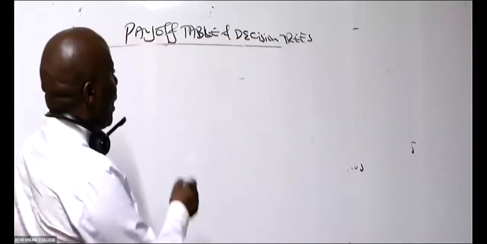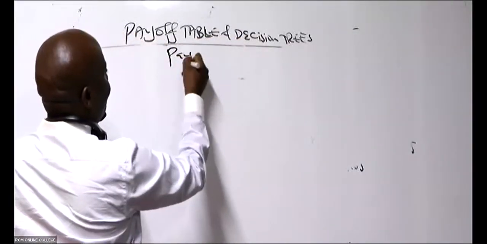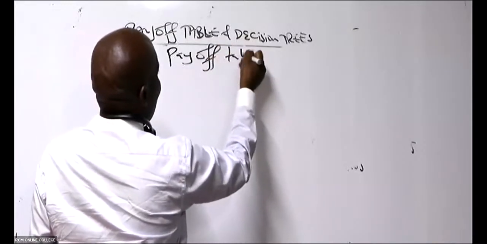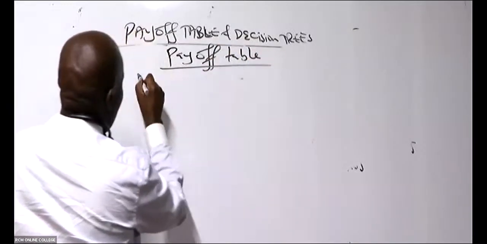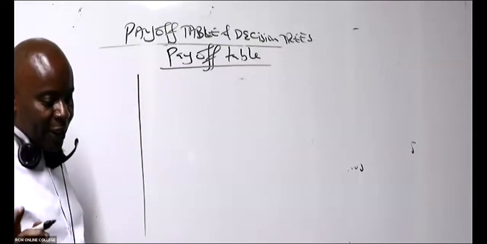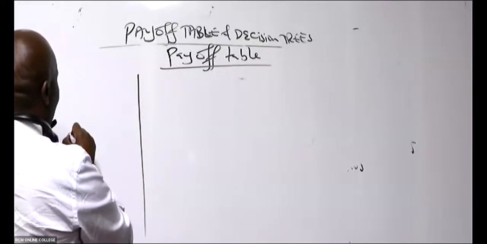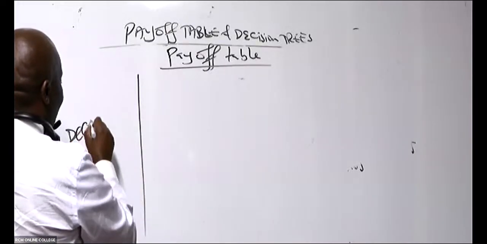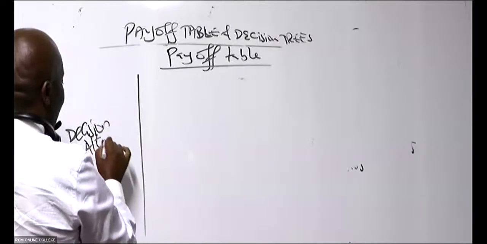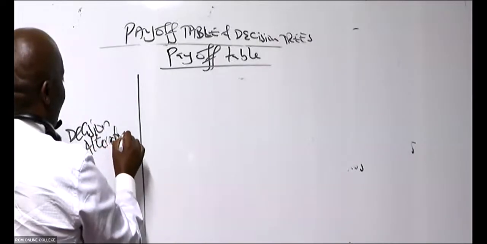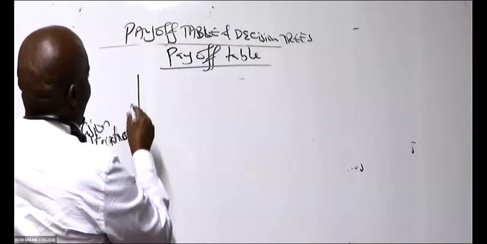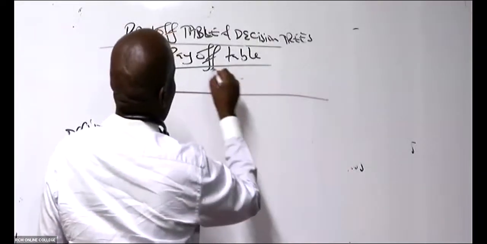Yeah, so this is how our payoff table looks like. So payoff table. So we have alternatives, decision alternatives here. And then we have our states of nature here.